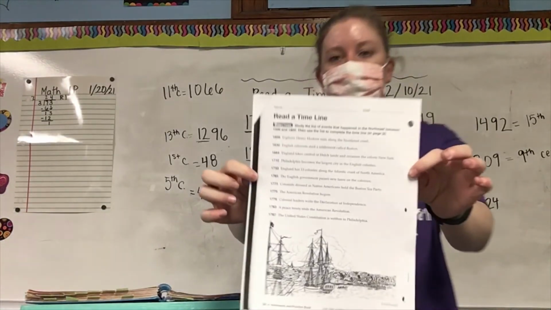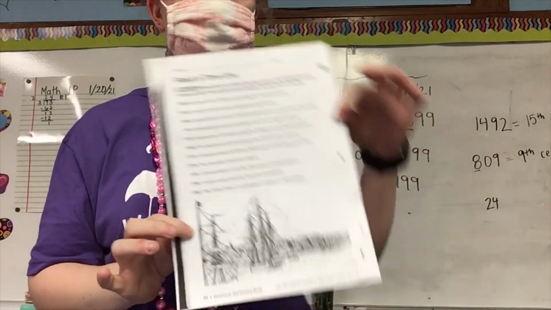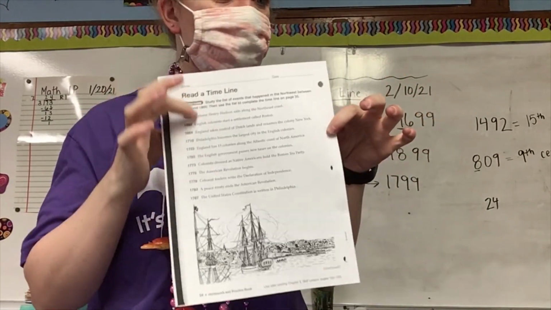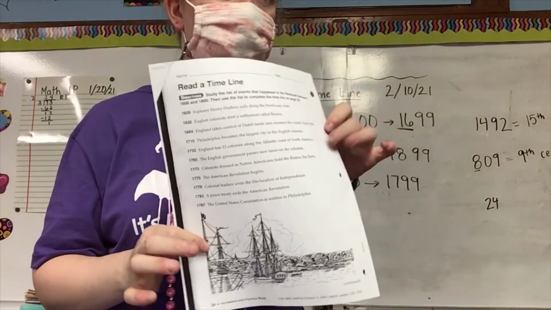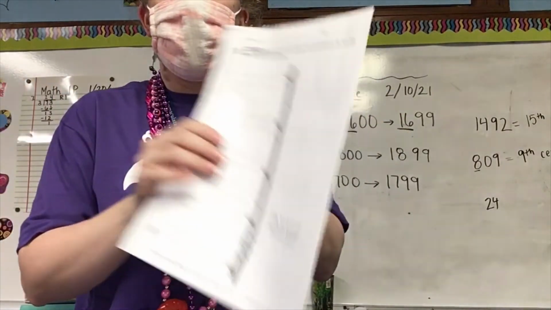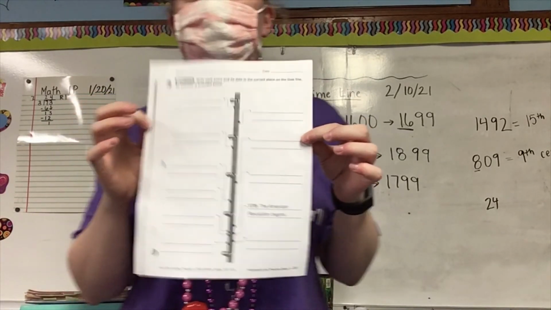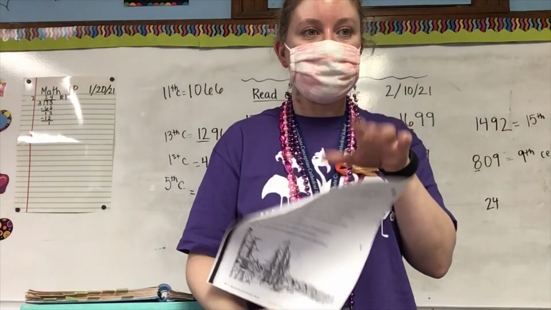So, on the front, we have a whole bunch of events. Does everybody see that? You're not doing anything on this side, other than, I guess, when you're finished with one, you can cross it out if you want to. On the back, you have a blank timeline. You have to fill in the blanks with these events.